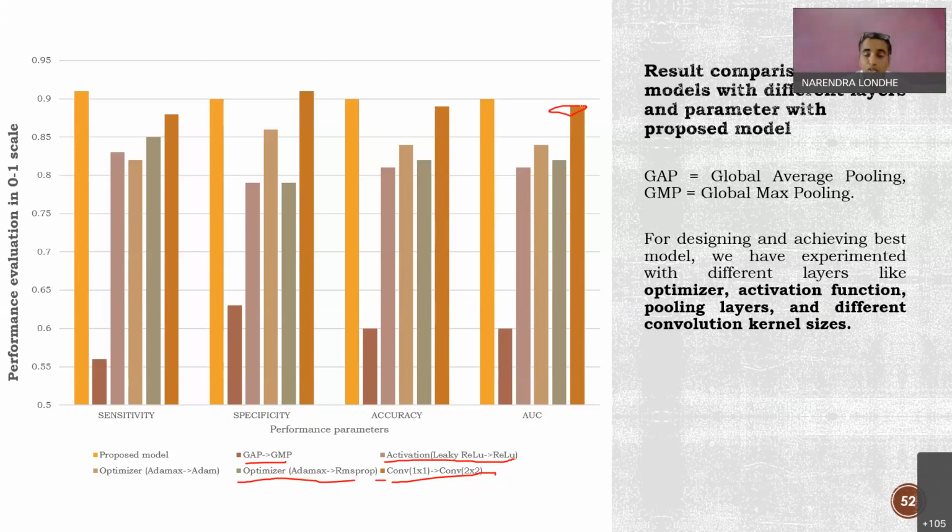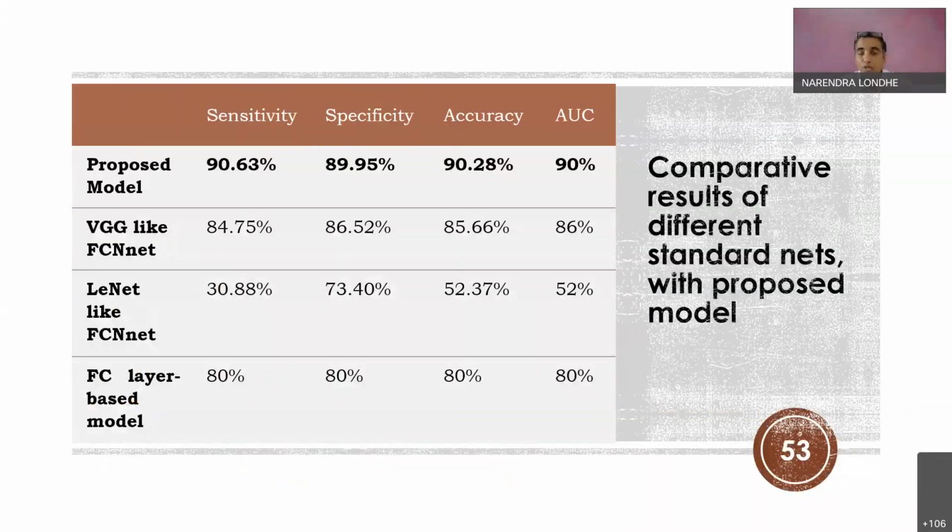Okay, so if I'm changing my accuracy, this is the proposed model where I was using the global average, and the parameters that I used, and you will see the performance parameters are changing. Okay, so all this can be observed from this diagram. Finally, I would like to tell you that the proposed model is able to attain this much sensitivity, specificity, accuracy, and area under curve.